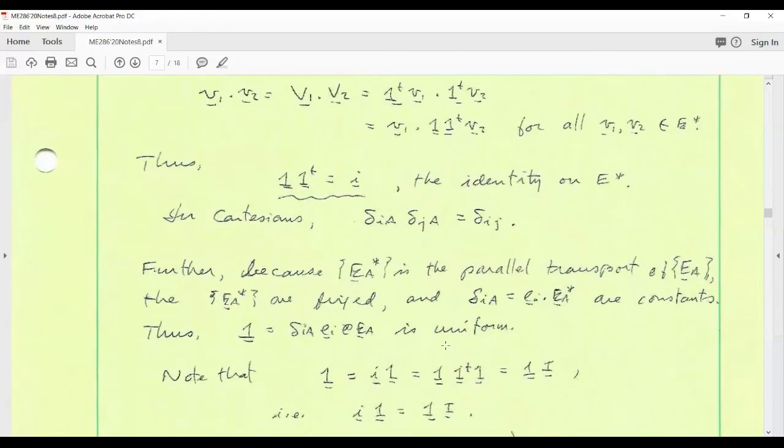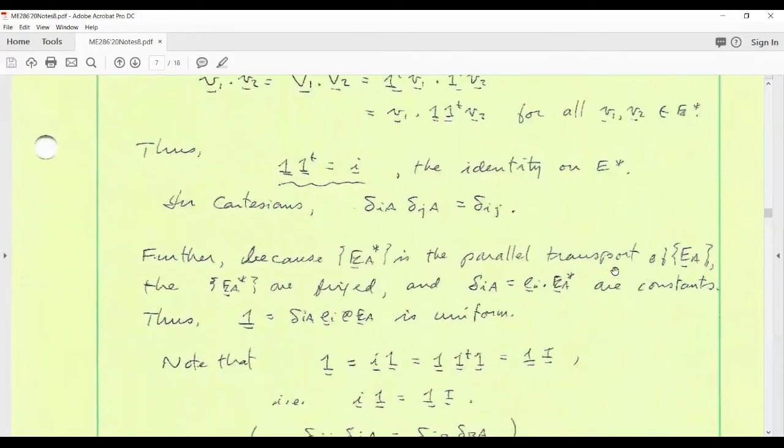Beyond that, say, because the e_a star are the parallel transports of the e_a, if we pick these to be some fixed vectors associated with a given Cartesian system in the point space, or in the vector space E, and these are the parallel transports of these fixed vectors, these vectors are fixed in the vector space E star. So these dot products will just be numbers, right? This is some fixed basis in E star, this is another fixed basis in E star. So these are just constants.